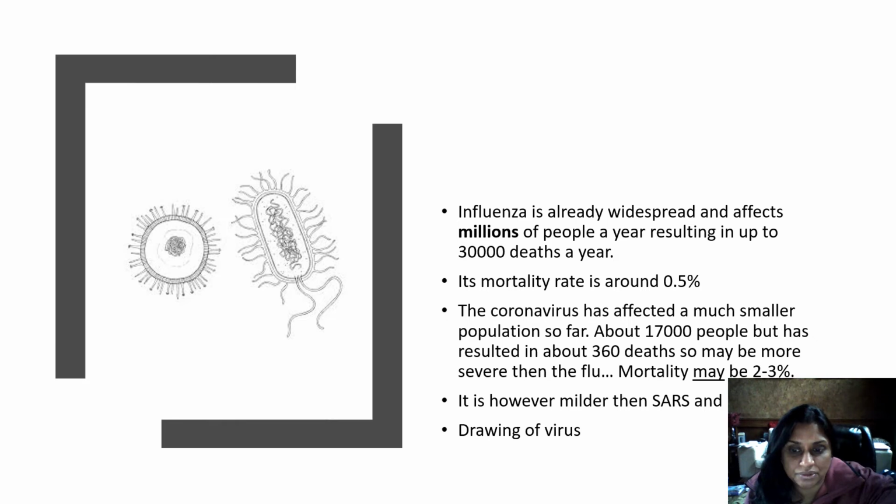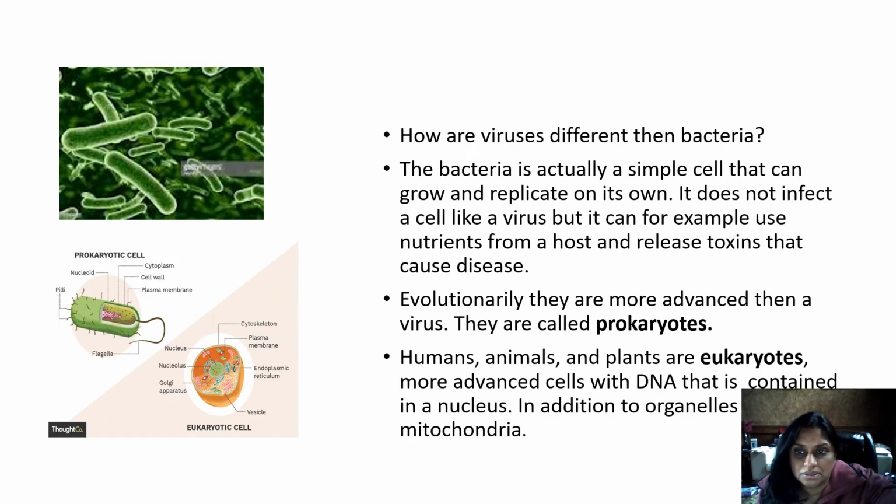So here's another drawing of a virus. Inside there's RNA or DNA, there's a protein capsule, and then these proteins that project off of it. So how are viruses different from bacteria? Bacteria are actually simple cells that can grow and replicate on their own. It does not infect a cell like a virus, but it can, for example, use a host's nutrients and can release toxins that cause disease.